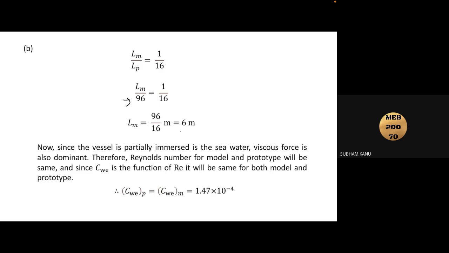Here the vessel is partially immersed in the seawater. If you immerse anything in the water, it will experience the viscous force also. So the Reynolds number of the model and the prototype will be the same in that sense. And once the Reynolds numbers are the same, the coefficient CWE will be a function of Reynolds number, and it will remain the same for both. So actually we don't need to calculate the CWE. It will be equal to 1.47 times 10 to the minus 4.